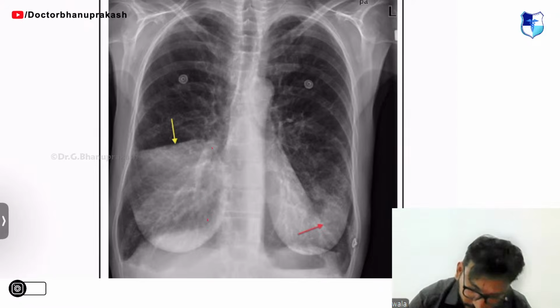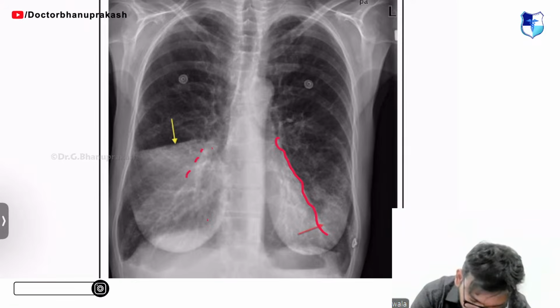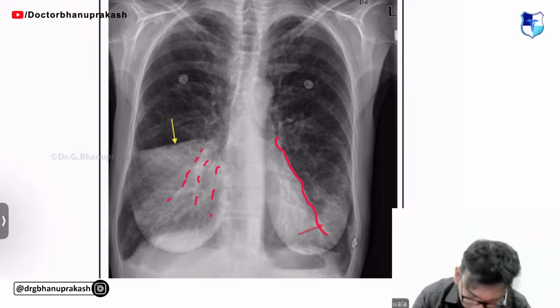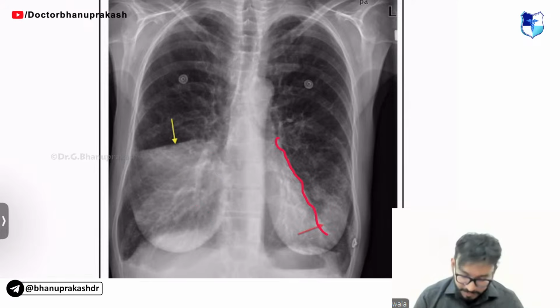Can you make out the left heart border? Yes, I can see the left heart border here. Can I make out the right heart border? No. Is it here or is it here? I don't know where it is. This is known as the silhouette sign. And this indicates pathology where?